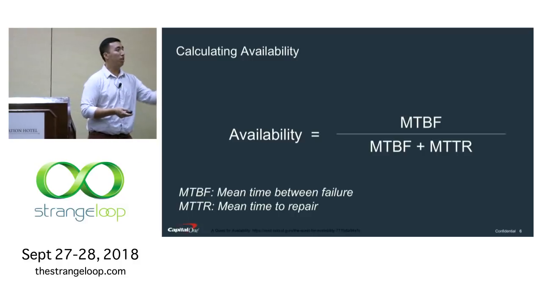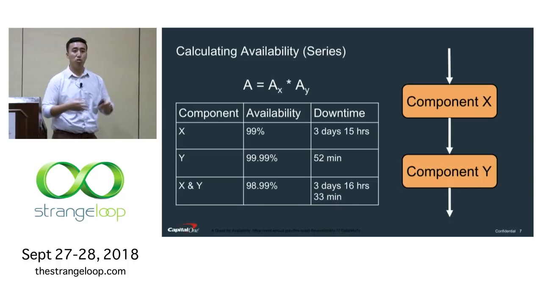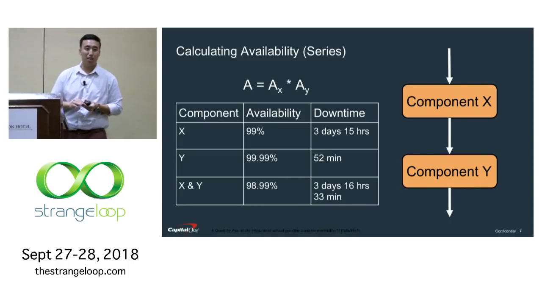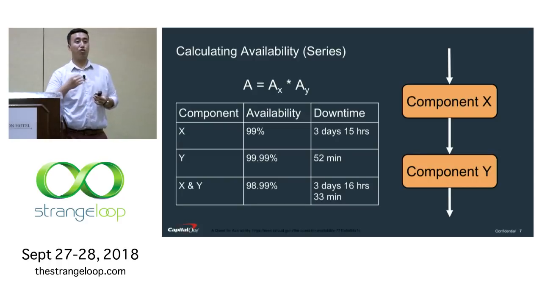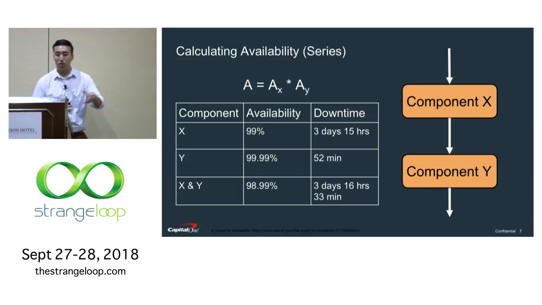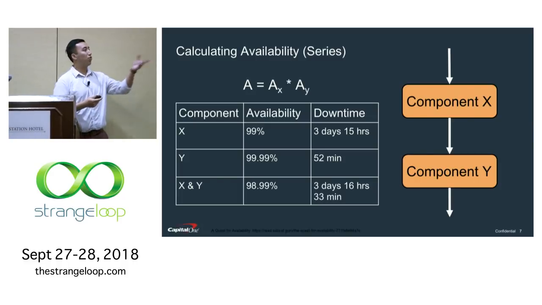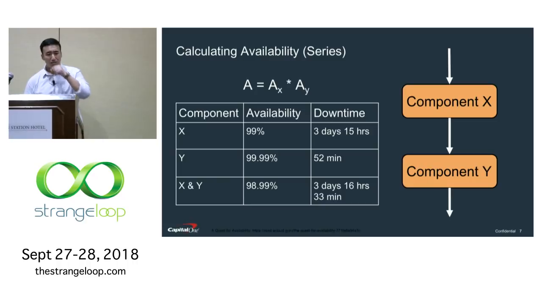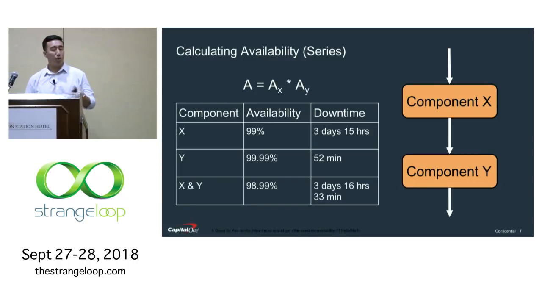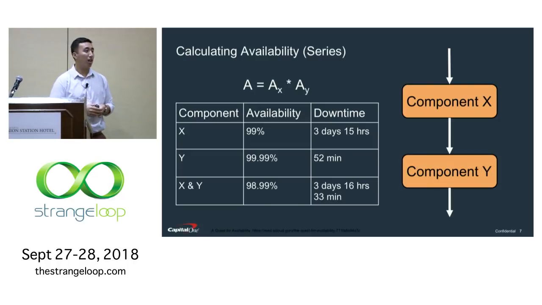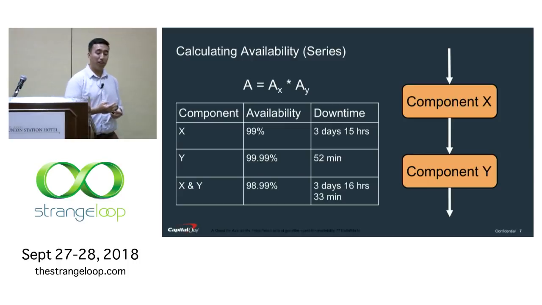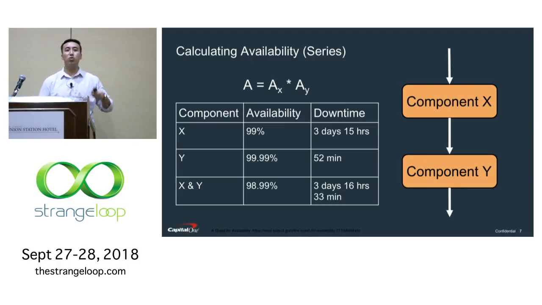Now, that's availability of your one system, but what happens when we have multiple systems? Obviously, not everything's going to be monolithic these days. We are venturing towards a very distributed world. Let's say we have component X and we have component Y, and component Y is a downstream dependency of component X. If component X has 2 nines of availability, that equates to about 3 days and 15 hours, give or take a leap year. If component Y has 4 nines of availability, we're going to have about 52 minutes of downtime per year.